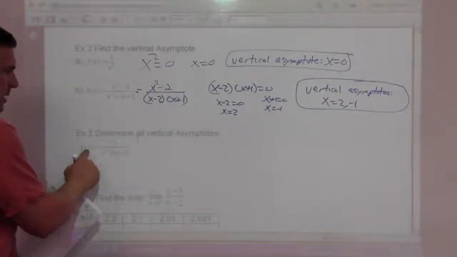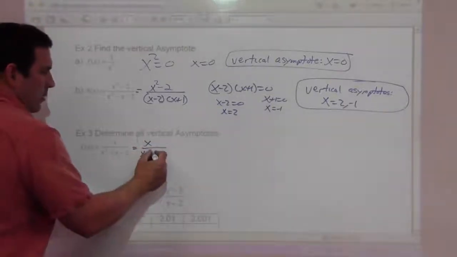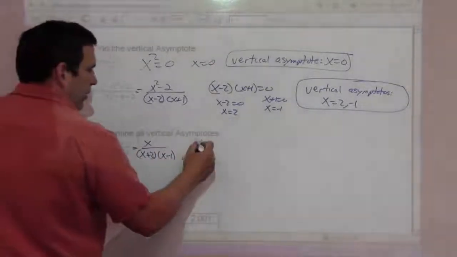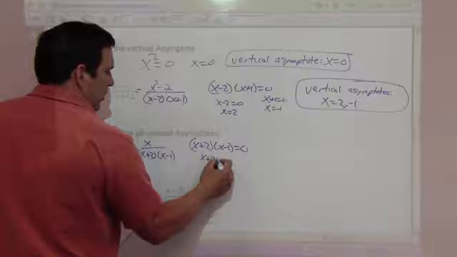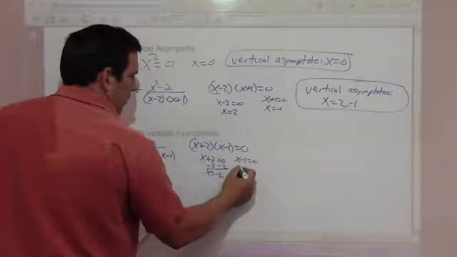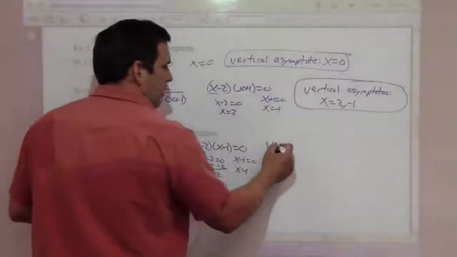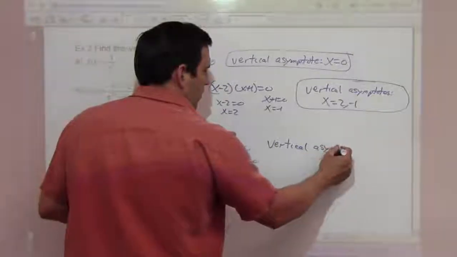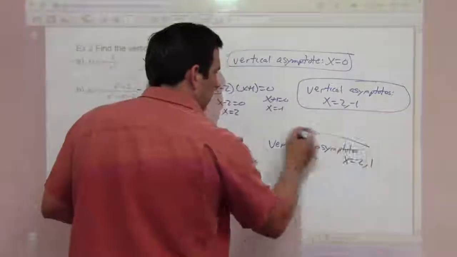For the next one, we have f of x equals x over x squared plus x minus 2. That's x over x plus 2 times x minus 1. So we set the denominator equal to 0. That's where x plus 2 is 0, x minus 1 is 0. So our vertical asymptotes are going to be at x equals negative 2 or 1.